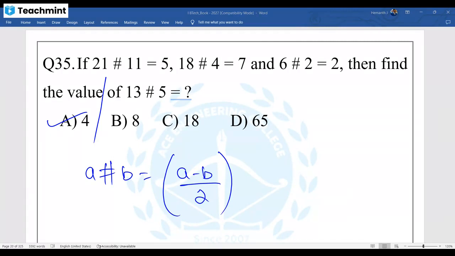So I hope you understand this coding and decoding. And if you have any doubts, let me know, we'll discuss that.